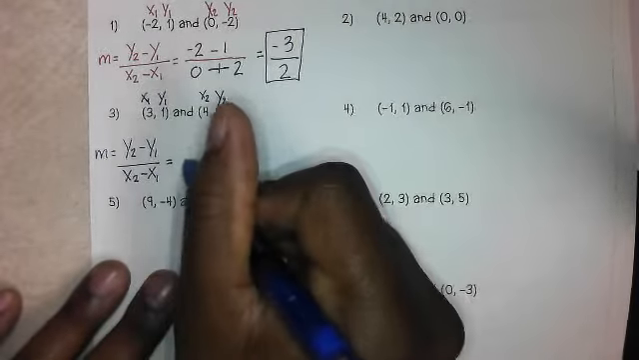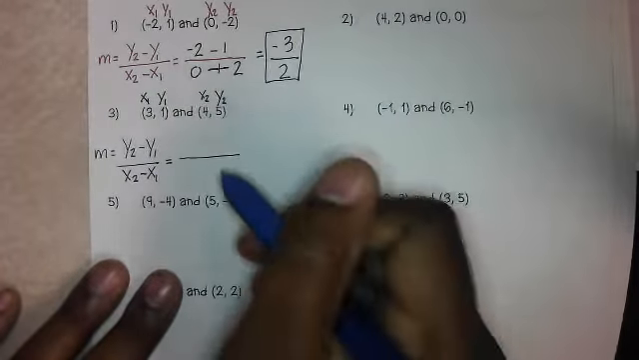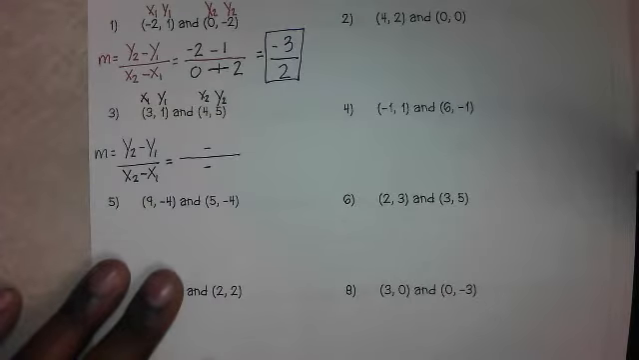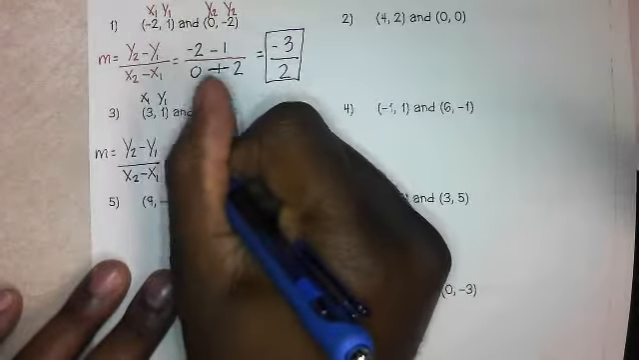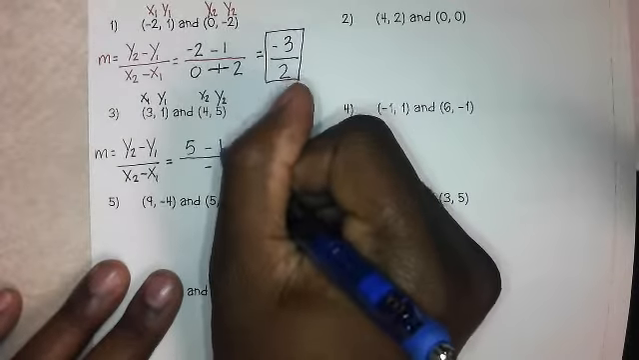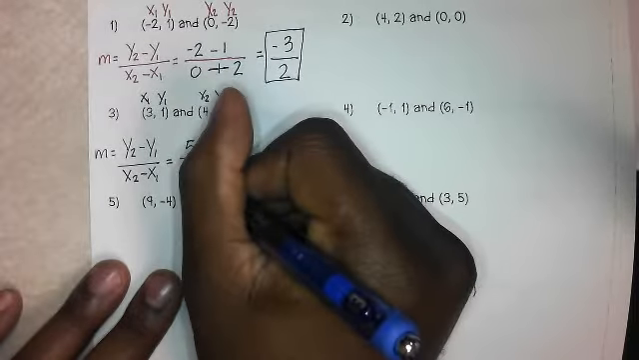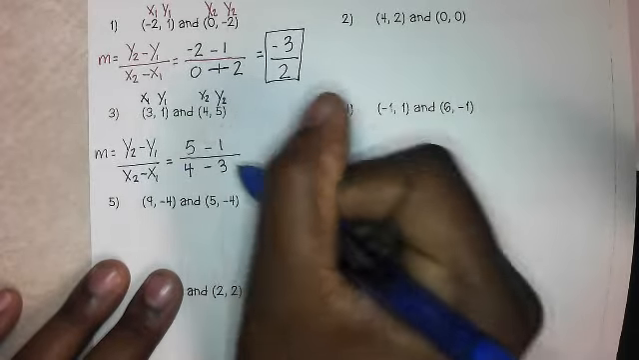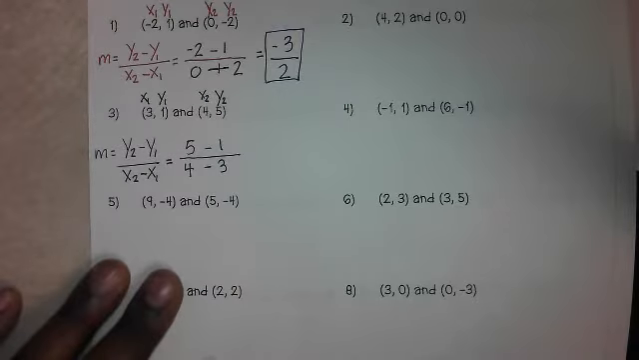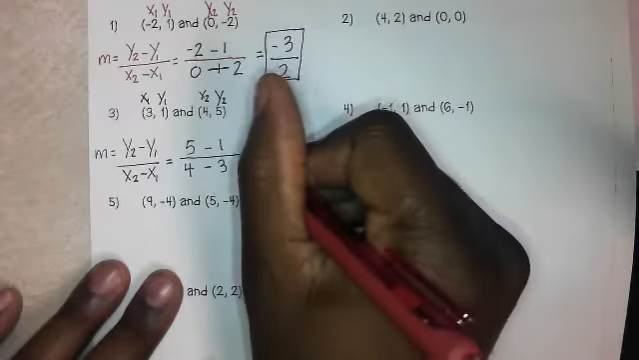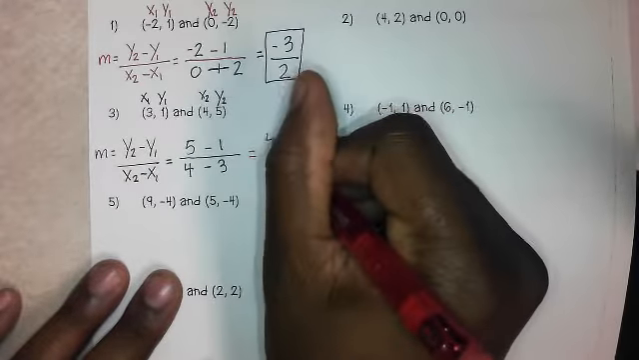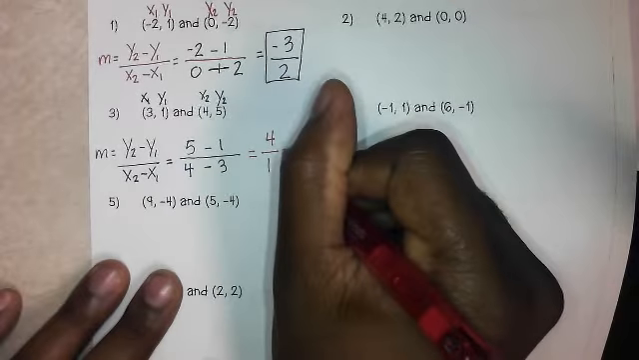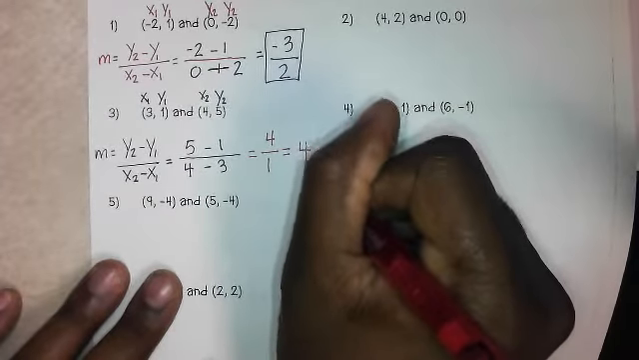We draw my fraction bar. My 2 minuses in the middle. And let's start writing our numbers. y2 is 5. y1 is 1. x2 is 4. x1 is 3. 5 minus 1 is 4. 4 minus 3 is 1. And 4 over 1 is just 4.